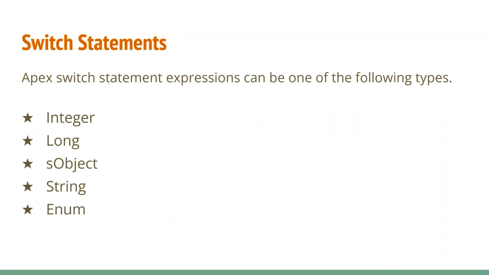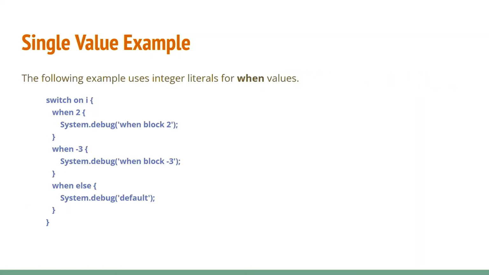Apex switch statement expressions can be one of the following types: integer, long, sObject, string, or enum. The following example explains integer literals for when values. Switch on I. If the value of I is equal to 2, then code block 2 will be executed. If the value of I evaluates to -3, then code block -3 will be executed. If it is not 2 or -3, for example if it is 1, then the else part will be executed.